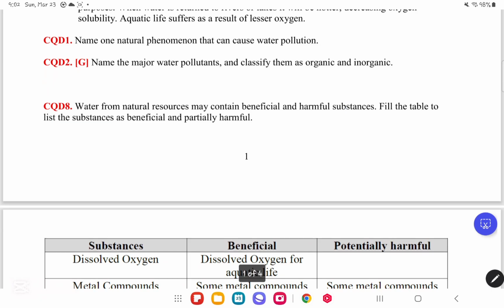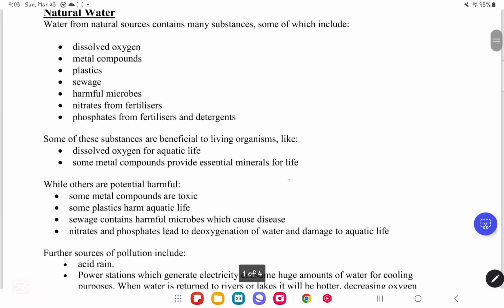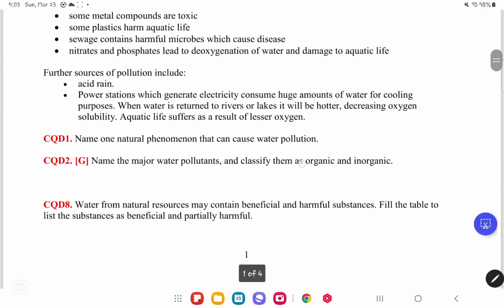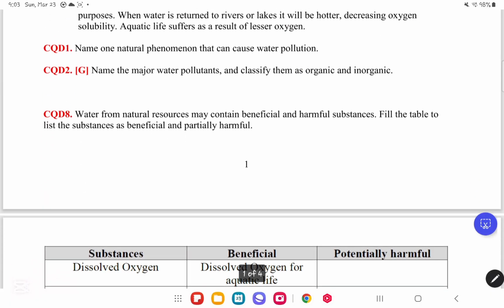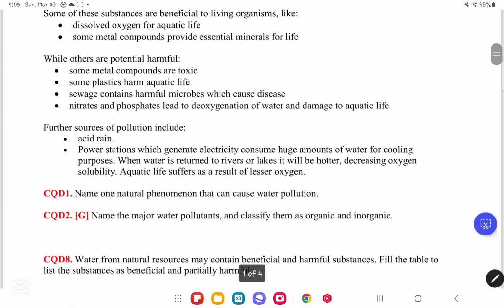So we have CQD number 1. Now here, I don't think they mentioned it above, but you need to know the natural phenomena that can cause water pollution. We have two natural phenomena that can cause water pollution. They are volcanoes and lightning.